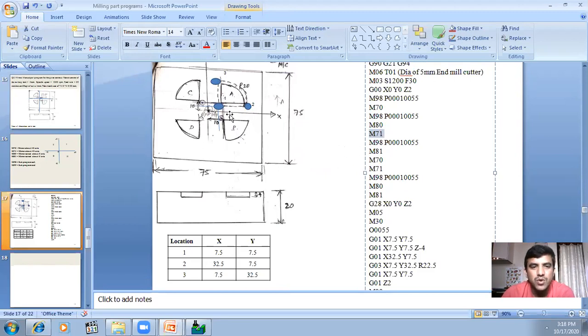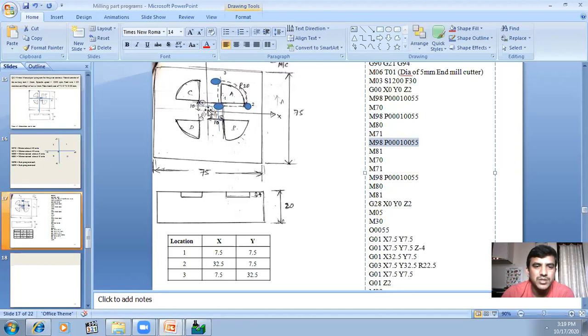Then again, what are the coordinates for this? Again, I will write the subprogram call, M98 P0001. The cursor will go to the subprogram and do this operation. Then it completes the second quadrant operation.